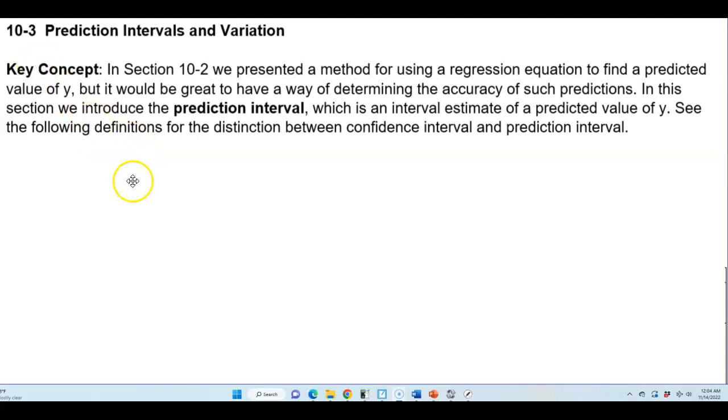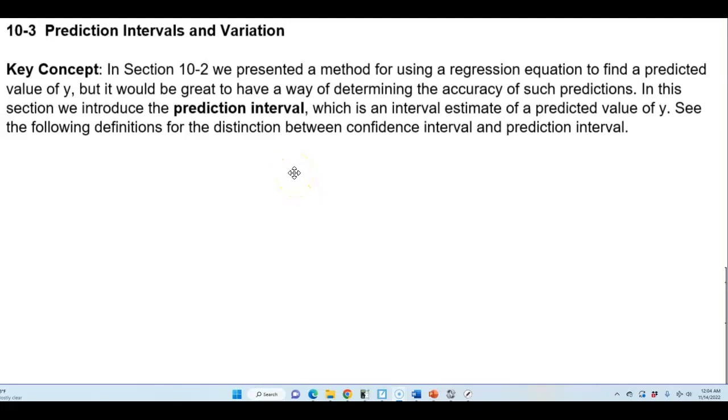Section 10.3, Prediction Intervals and Variation, Key Concept. In Section 10.2, we presented a method for using a regression equation to find a predicted value of y, but it would be great to have a way of determining the accuracy of such predictions. In this section, we introduce the prediction interval, which is an interval estimate of a predicted value of y.